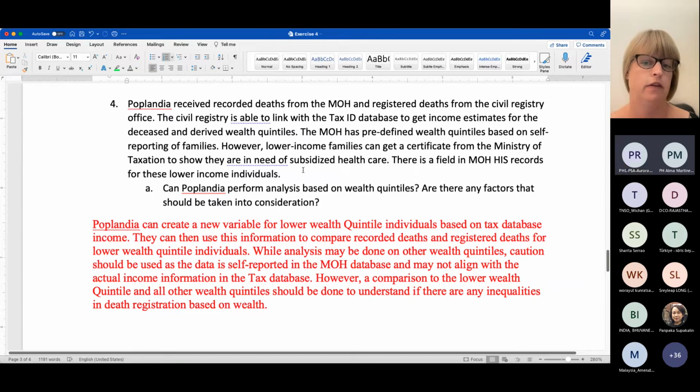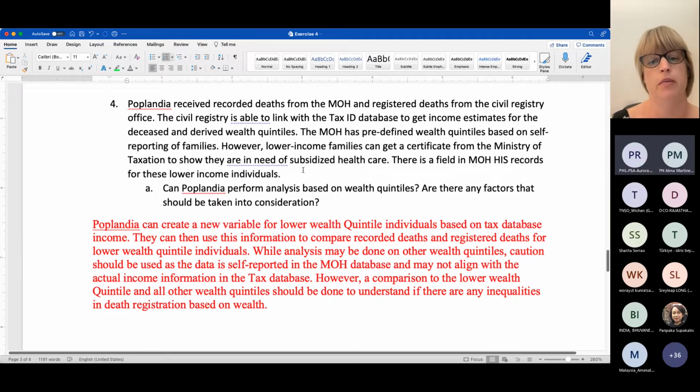Where this might get a little tricky is if, say, you were trying to make 5 quintiles and you define them based on what the Ministry of Health had. Remember that income is self-reported here, and income is something that is often not reported accurately or truly. So we would have to be a little bit careful with the self-reported data in this case.